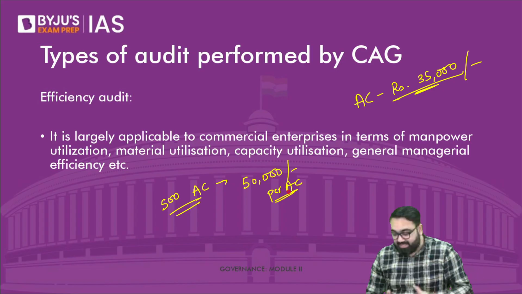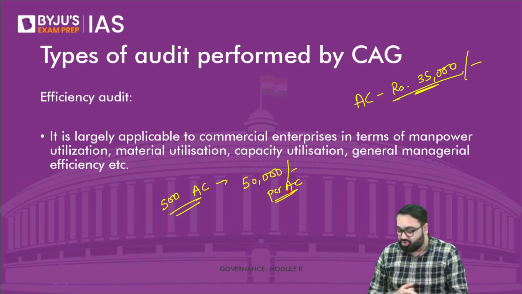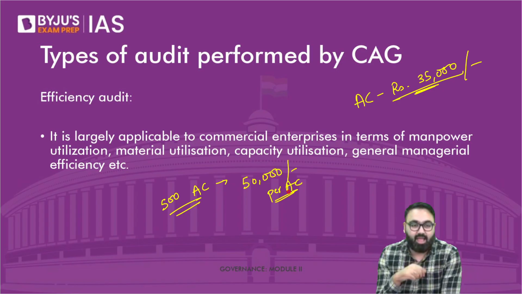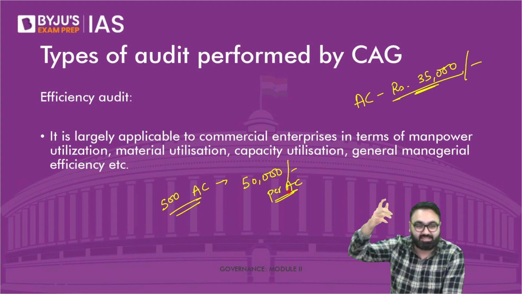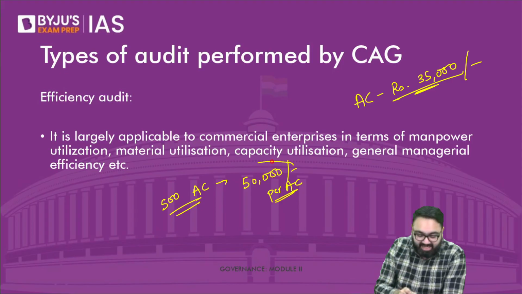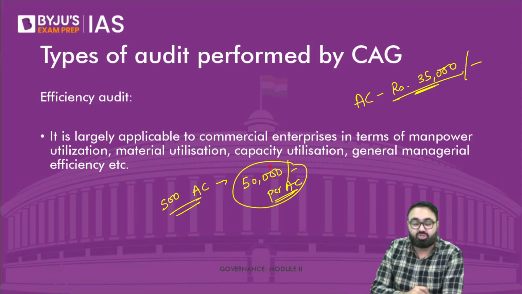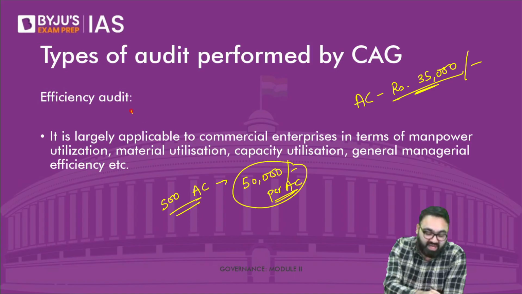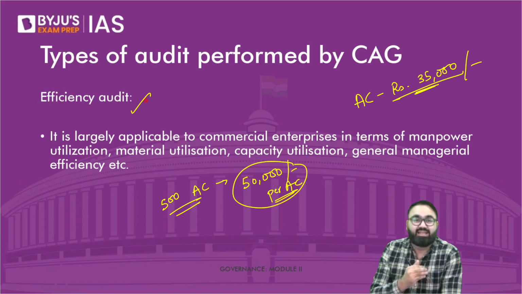Is this right or wrong? Are you supposed to buy 500 AC at the same or higher cost as compared to what you bought one AC for? Obviously not. You're obviously not supposed to buy 500 AC at this price. So government was not efficient enough. Government did not show efficiency. Government did not utilize the money.